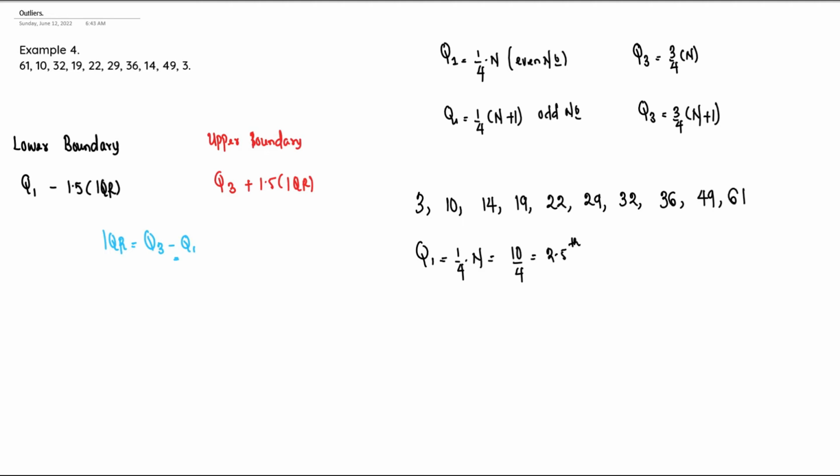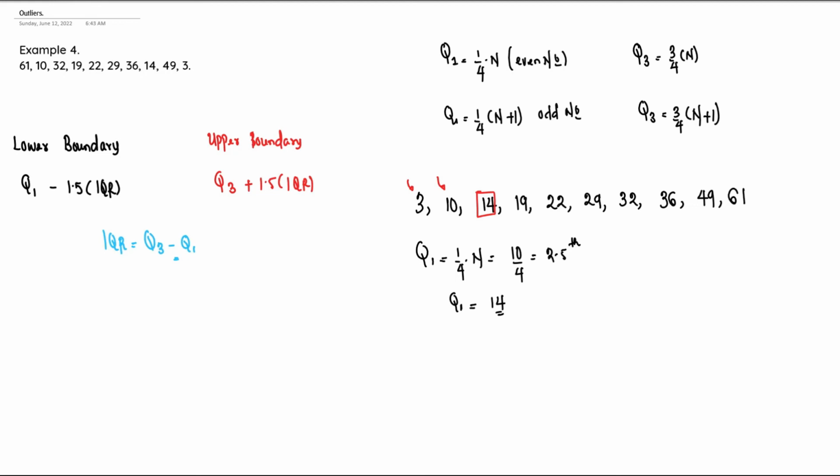Sometimes we can decide to approximate this to 3, but let's just keep it in this manner. So let's come to the data set and locate the 2.5th position. This is the first position, this is the second position, and then 2.5 is going to fall somewhere right here. So that means we can say that our first quartile Q1 is equal to 14. We keep that in mind.